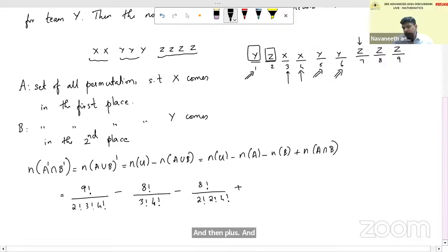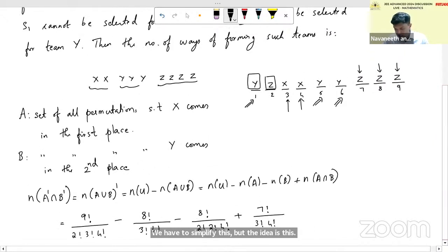A intersection B means we are keeping X in the first place and Y in the second place. Now, why are we adding that? Because we have actually subtracted those things twice. That's why we are adding that. And that is basically what the inclusion-exclusion principle is. It takes care of that. So it will become now 7 factorial by 3 factorial into 4 factorial. So this is the answer for this. We have to simplify this, but the idea is this.